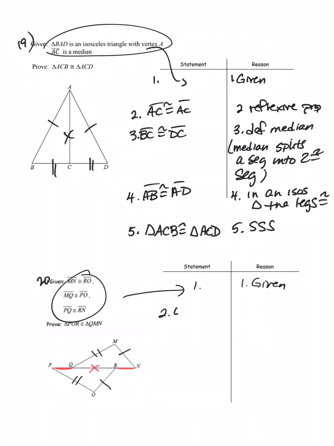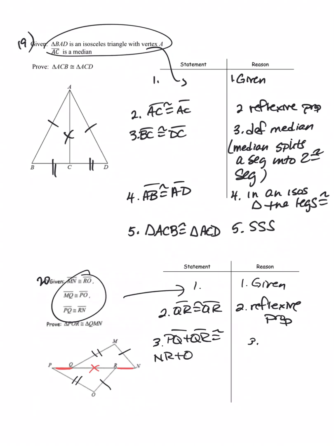Then we're going to do QR is congruent to QR, reflexive property. Then after that, we're going to use addition: PQ plus QR is congruent to NR plus QR; PR is congruent to NQ. Addition property. And now the 2 triangles are congruent by side, side, side.